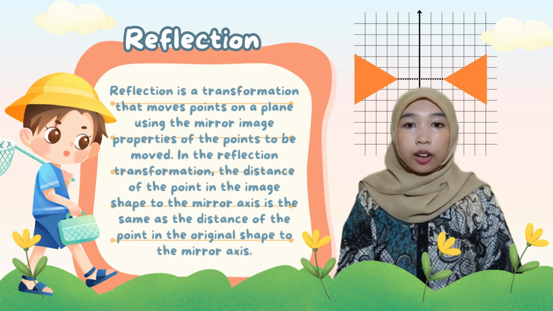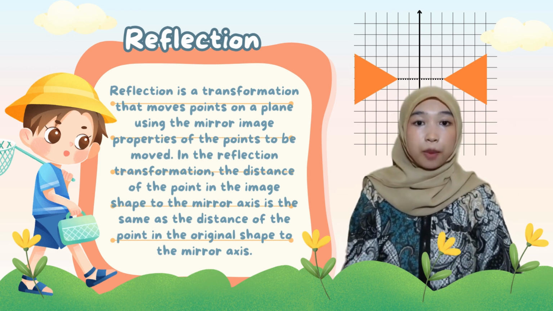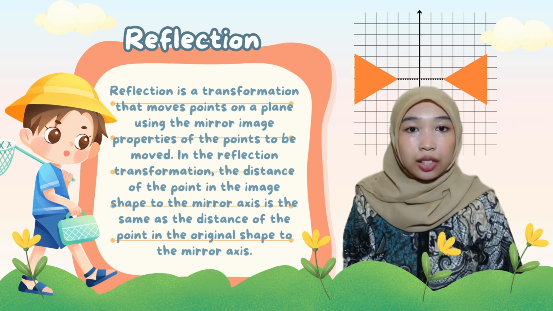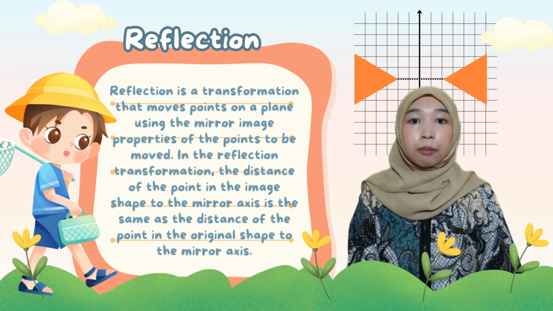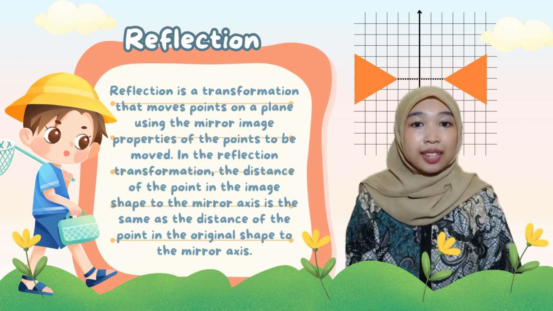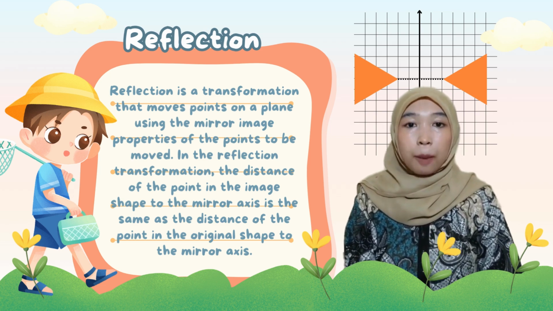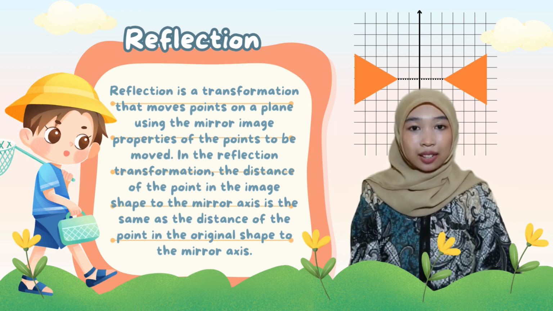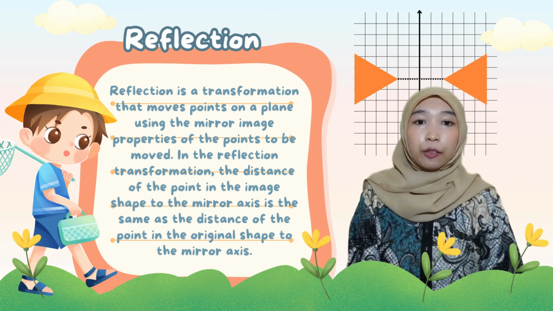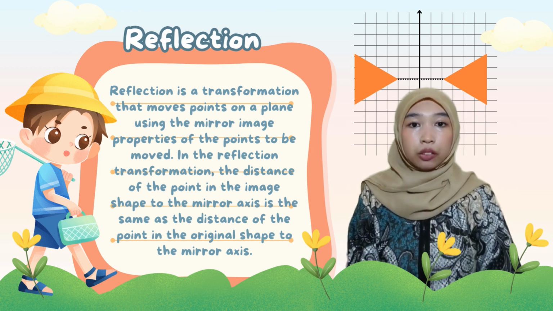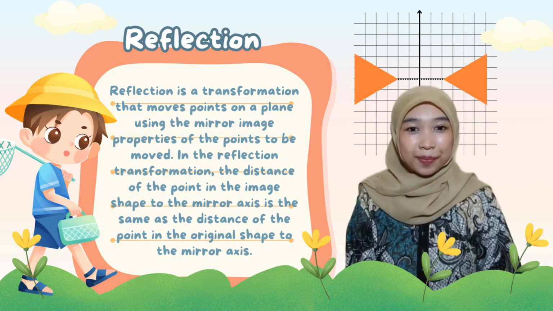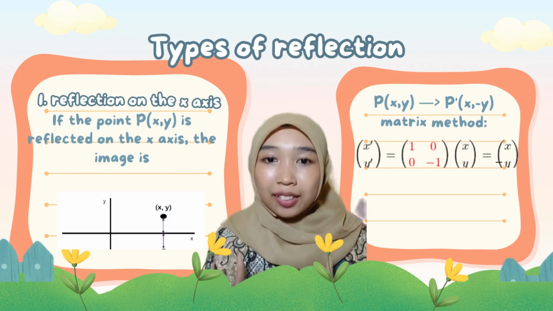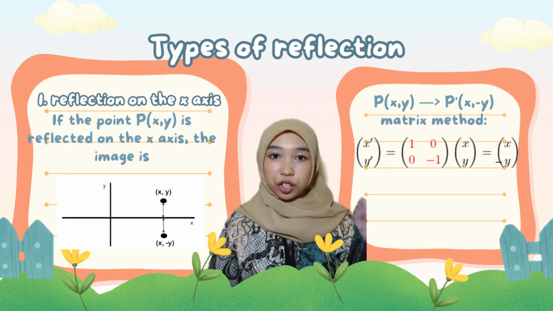Here, the original image is called pre-image, and its reflection is called the image. The representation of pre-image and image are A, B, C, and A', B', C', respectively. The reflection transformation may be in reference to the coordinate system, X and Y axis. Okay, there are 8 types of reflection.